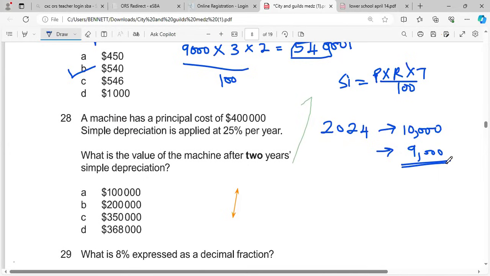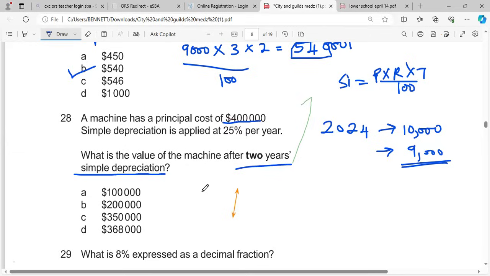So the older the car, the more it depreciates. Same thing with the machine, the machine is getting less because it is used up. So the amount they want you to calculate is just 25% of this basically. But remember, it's for 2 years. And you have two types of depreciation, and this one says simple. You have the reducing balance.